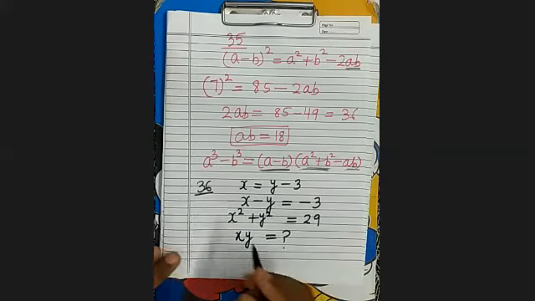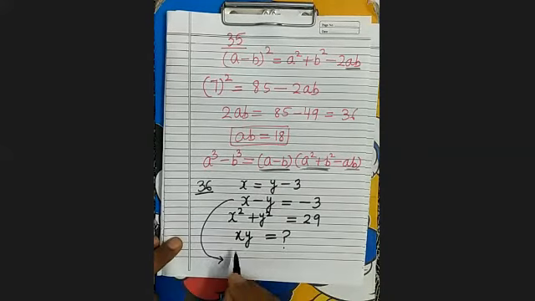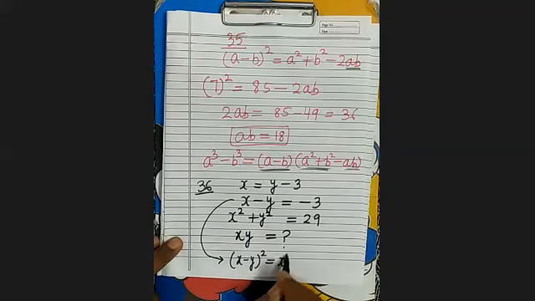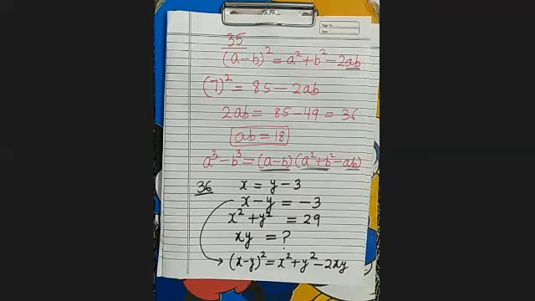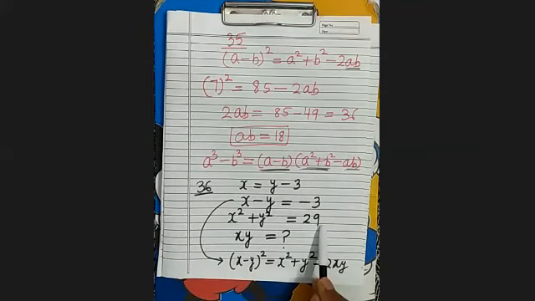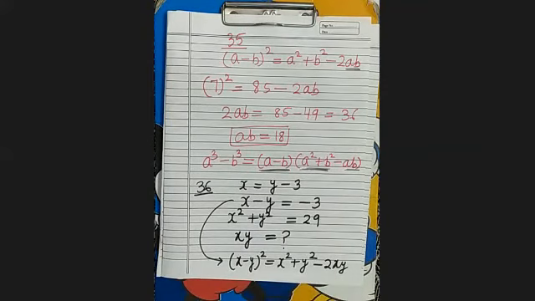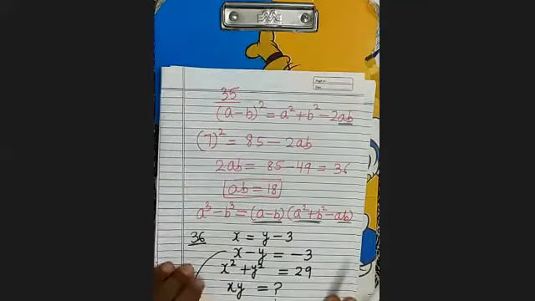Now it is very simple, you can do it. Using which formula? x minus y whole square equals x square plus y square minus 2xy. So you can find xy. x minus y is given as minus 3, and x square plus y square is given as 29. You can find xy. Is it clear? Yes, sir.